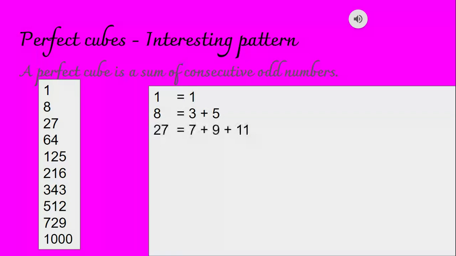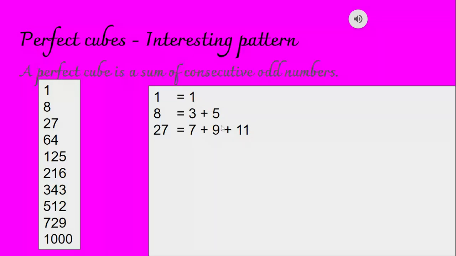So 7, 9 and 11 are again consecutive odd numbers. Now another interesting pattern is that you look from the top. First one is 1. Then the next odd number is 3. Next is 5. Next is 7, 9, 11. So basically it's in an order. You look at the perfect cubes in an order, isn't it? You can see the order. It's in an increasing order. You see that the consecutive odd numbers of which each cube is a sum are also in order.